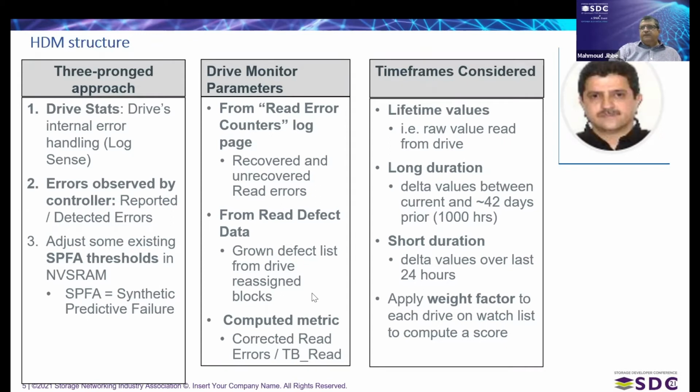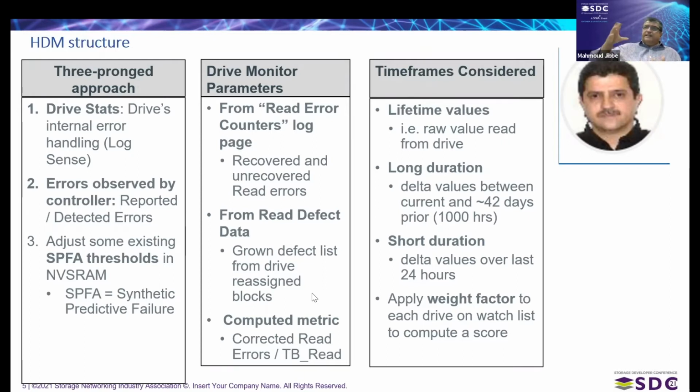Those are the grown defect list from the drive, and that has to do with the drive finding a bad block and reassigning it to another block. So look at the G list count, and it also has a threshold. And finally, we have our own parameter where we look at corrected read errors divided by the total terabytes read, so the read error divided by the total capacity read. That's another parameter we'll look at.